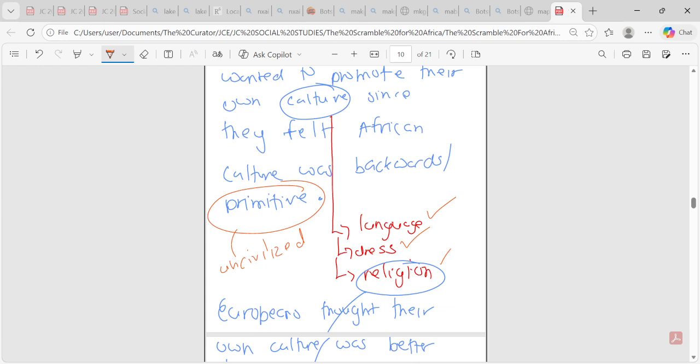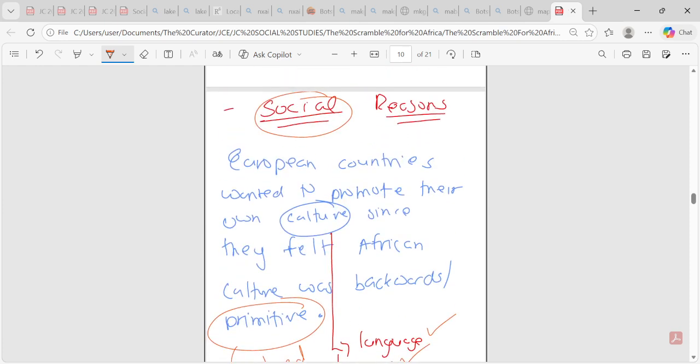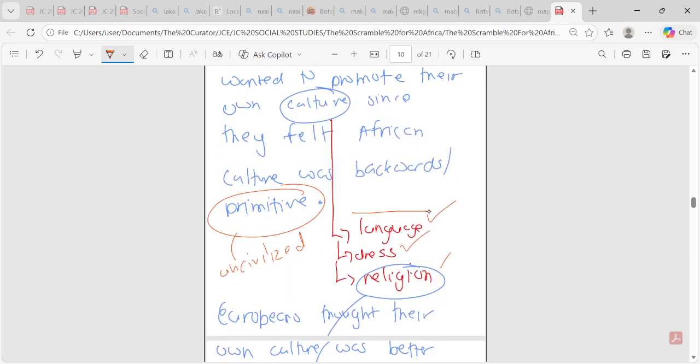these were the people who upheld our culture. Pre-colonization we had our way of living, but the colonizers wanted to promote their own culture. How? By introducing their language, their dress, and their religion, and labeling our culture as backwards, primitive, and uncivilized.